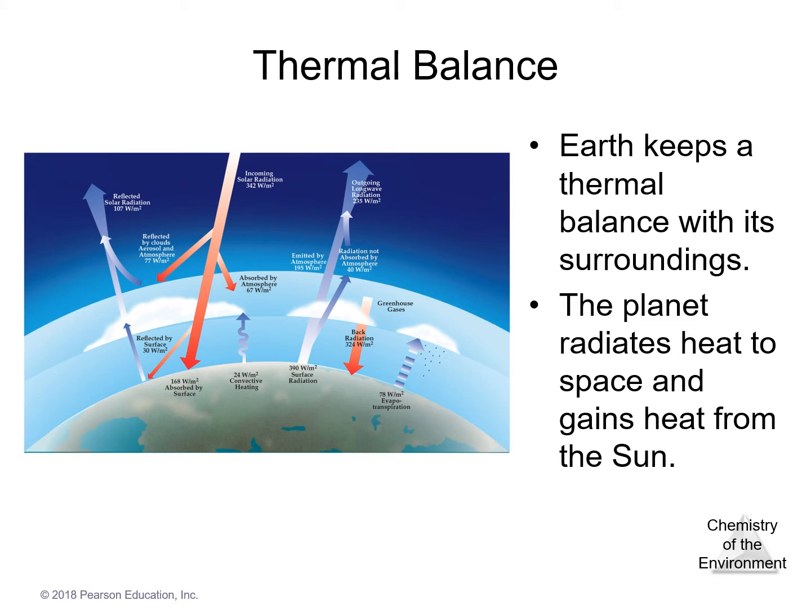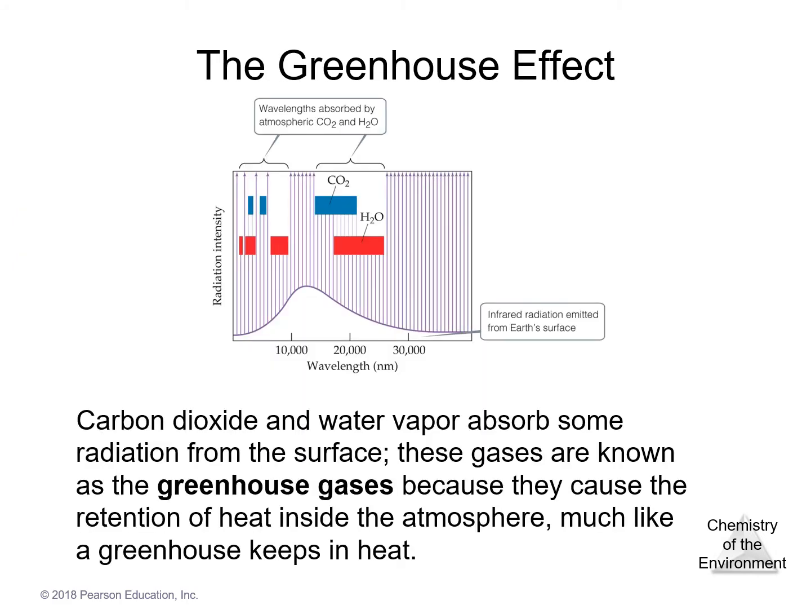There's what you call a thermal balance. The Earth has to keep a balance with its surroundings. The planet radiates heat to space and gains heat from the sun. You can also have the greenhouse effect. Carbon dioxide and water vapor absorb some of the radiation from the surface. These gases are known as greenhouse gases because they cause the retention of heat inside the atmosphere, much like a greenhouse keeps in heat.